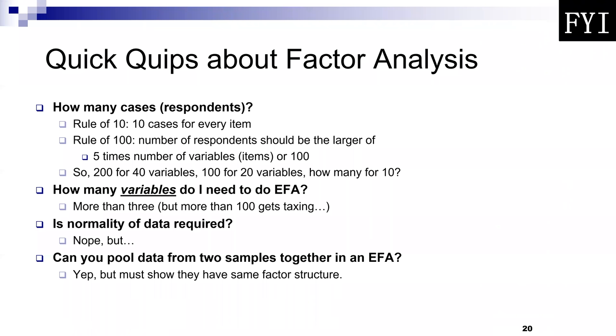So if you want to be safe, 300. Could you get by with only 100 for 50 items? You actually probably could. There just might be some abnormalities in the estimates. But again, if you have really low error data, 100 would be fine for 50. So it just depends on the amount of error in your data.